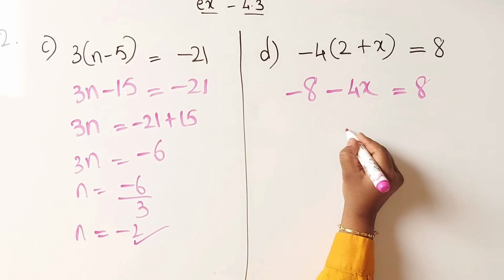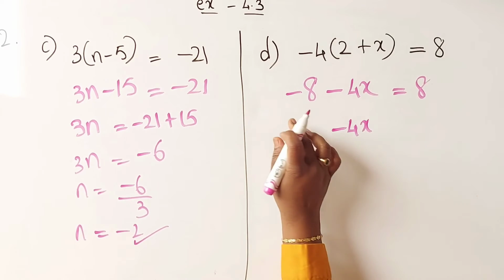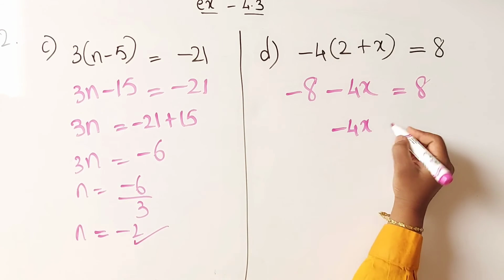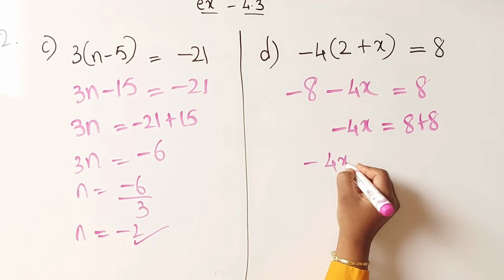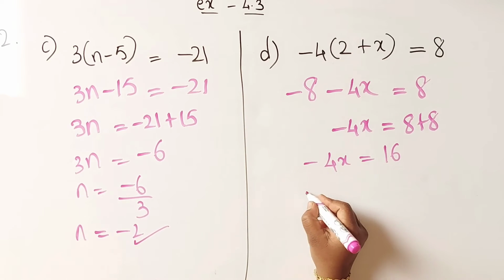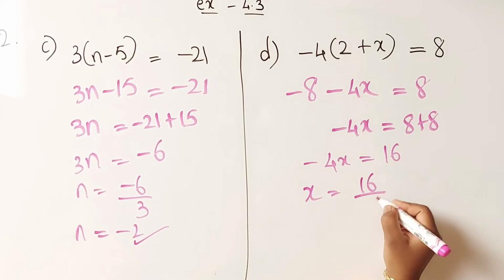So keep this minus 4x on the left hand side. Send this negative 8 to the right hand side. It will be positive 8. That means plus 8. Now minus 4x equal to 16. Now x equal to 16 divided by minus 4.